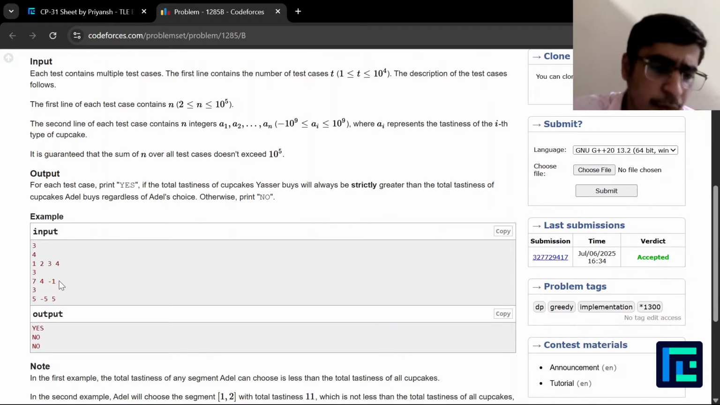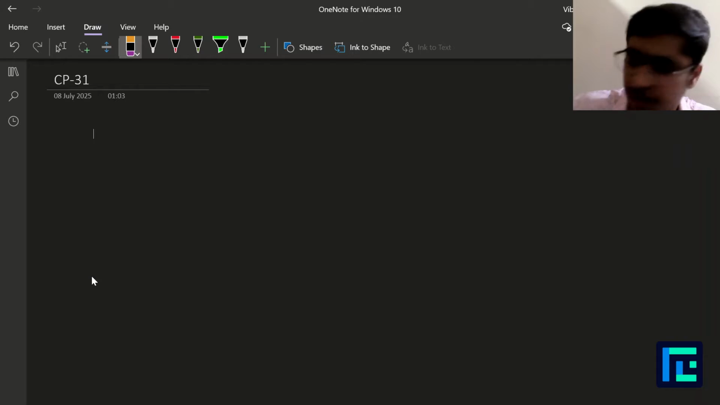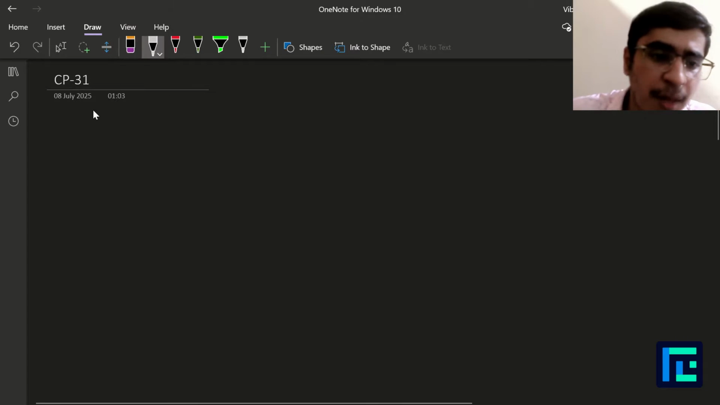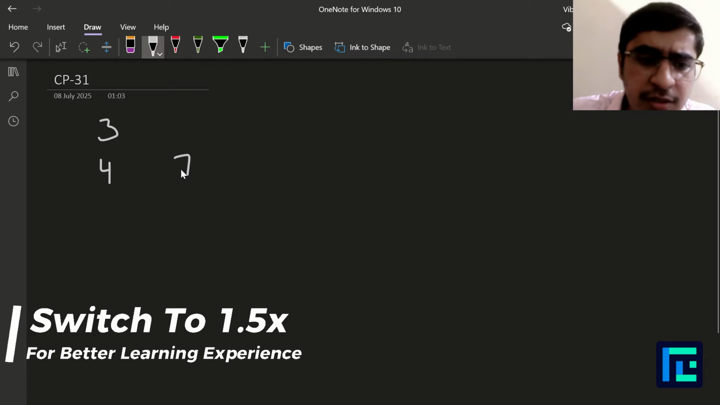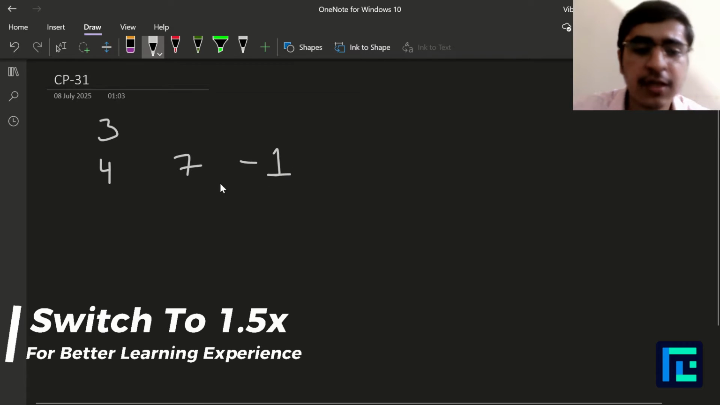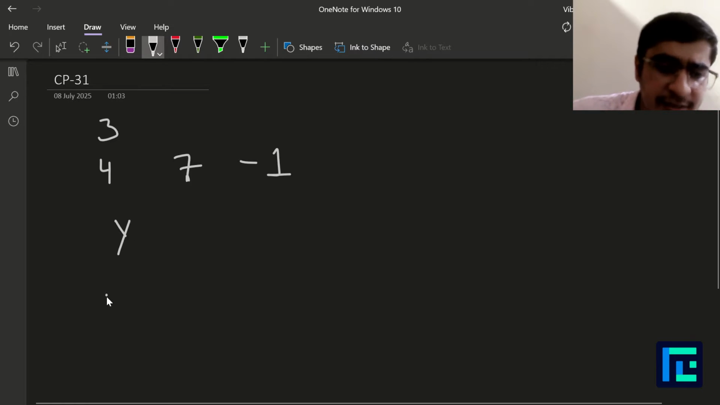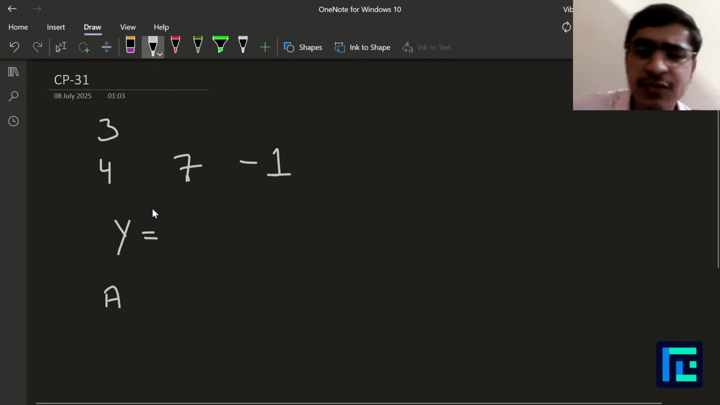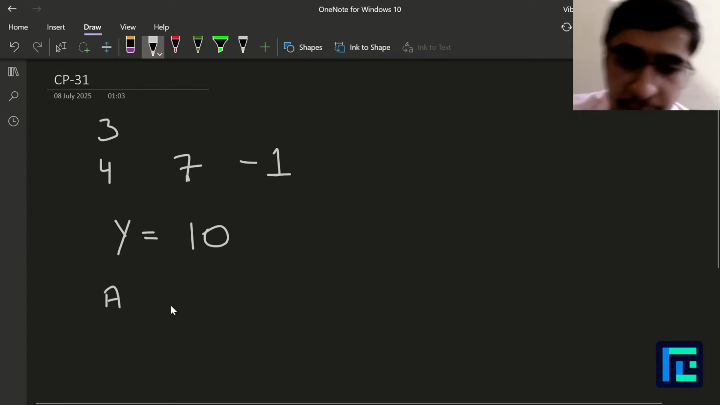So let's try to understand the problem. Let's take the second example, 3, 7, 4 and then minus 1. So 3 is n, that is the number of cupcakes we have, and 7, 4 and minus 1 are the tastiness of each of these cupcakes. Now, there are two people, Yasser and Adel, who will be trying these cupcakes. Yasser will try all the cupcakes, so his total tastiness would just be the sum of tastiness of all the cupcakes. So Yasser would have a total tastiness of 10.